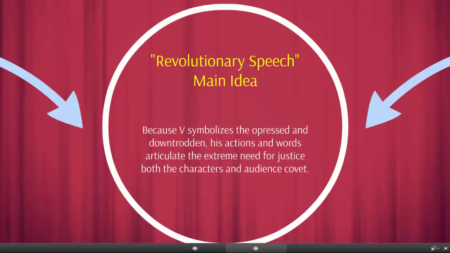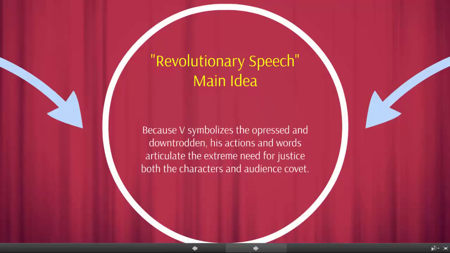Because V symbolizes the oppressed and downtrodden, his actions and words articulate the extreme need for justice both the characters and audience covet. And what I believe is that what the director is trying to do through V, he acts as this hero, this anti-hero that we all wish we were inside. We can relate to the character of Evie because some of us may be that passive person who just accepts the government as it is, or we could be like the detective who's been loyal and blindly following, like the machine in Thoreau's essay, and we've been duped by the government.